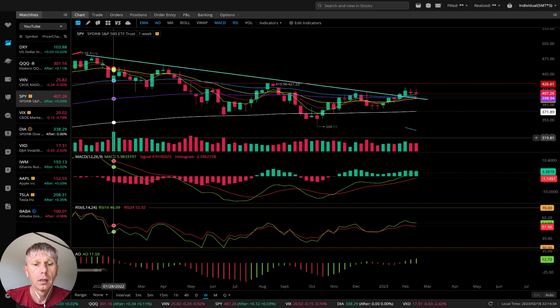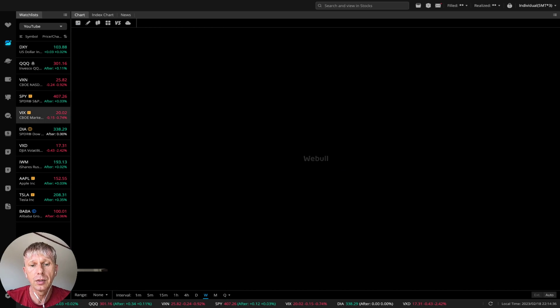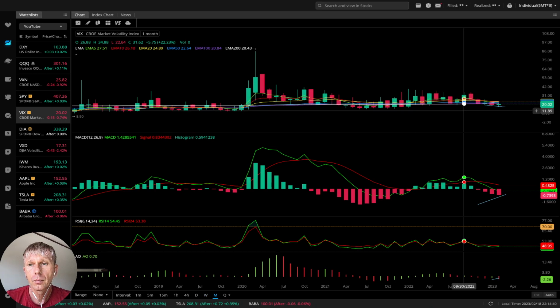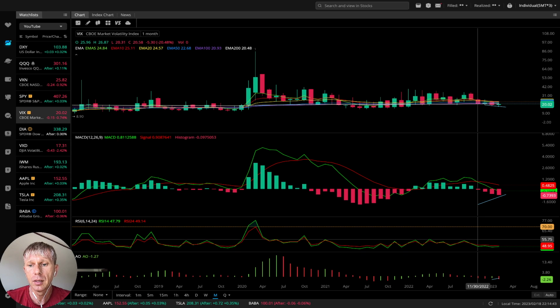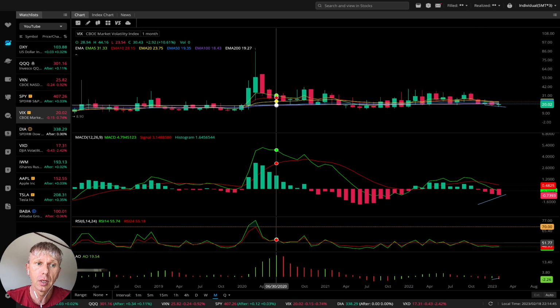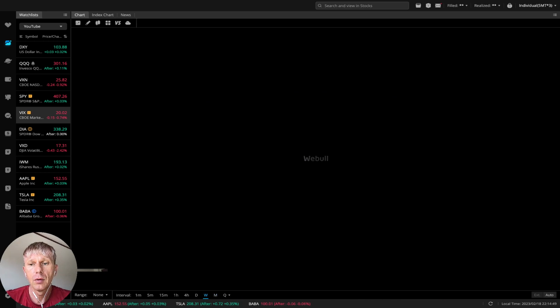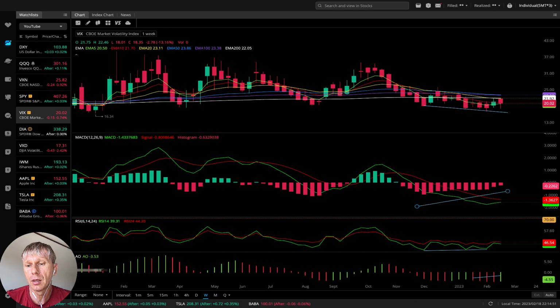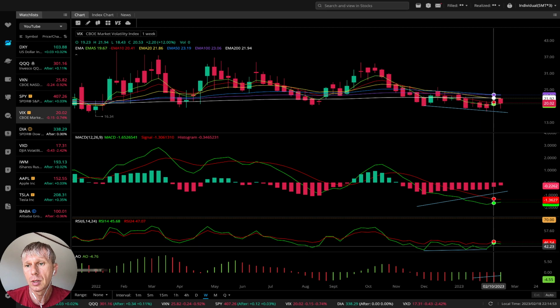Okay, let's move to VIX, the volatility index for SPY. It's bearish on MACD, on RSI and oscillator. It's bullish for SPY on monthly. Weekly VIX is also all bearish. It's bullish for SPY.